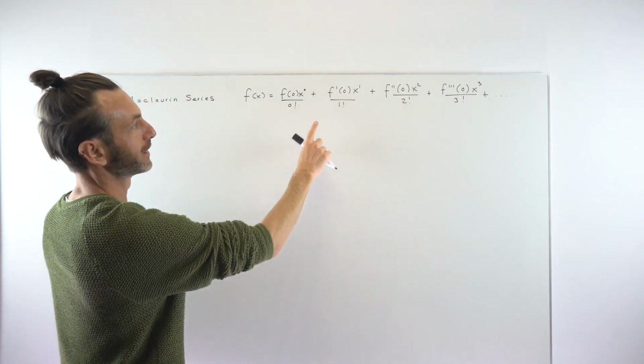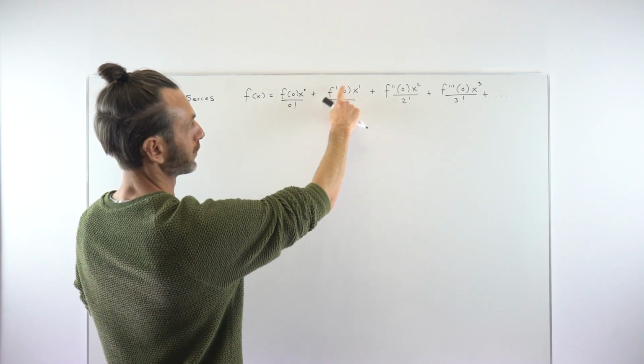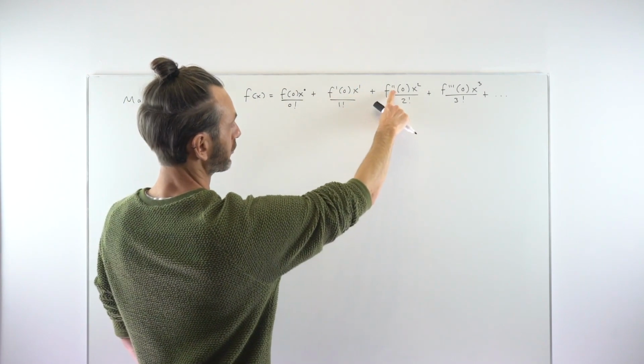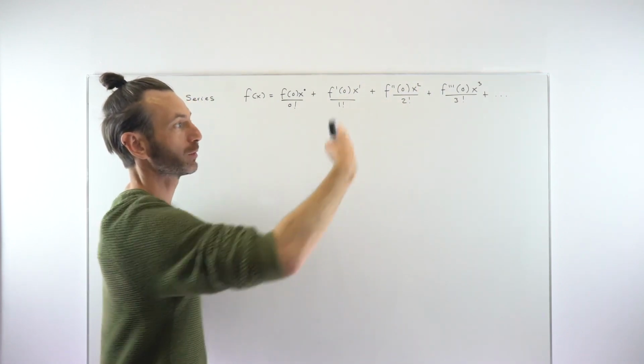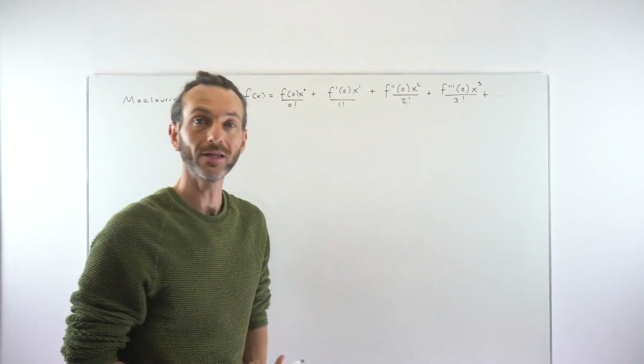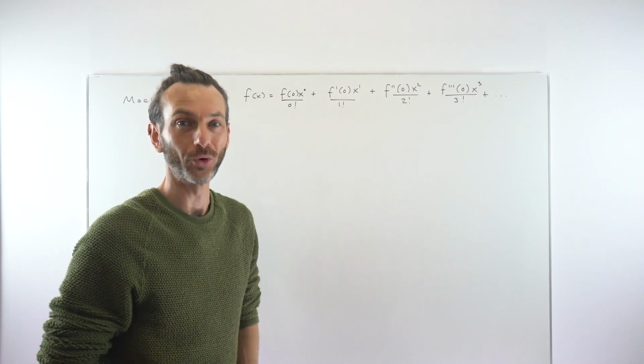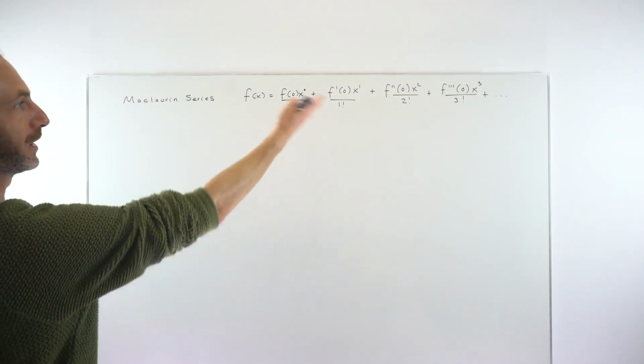So you can see the pattern here. First derivative goes with a 1 and a 1. Second derivative goes with the x squared and the 2 factorial, etc. And that would carry on indefinitely. And that is basically the formula, if you like, for a Maclaurin series. So we're going to be plugging into that formula.